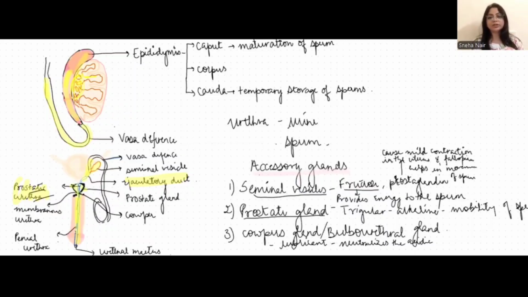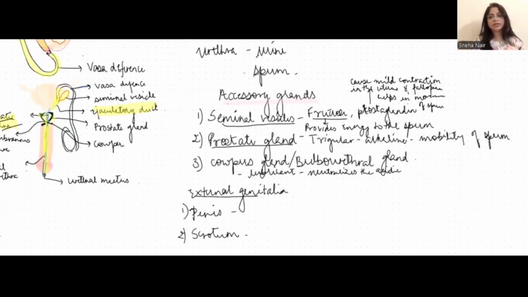Let's quickly discuss the external genitalia. So the external genitalia consist of the penis and the scrotum. The penis is the copulatory organ. That means it helps in copulation. That means it is the organ which is inserted inside the female reproductive tract, and during the ejaculation, when the semen is released from the penis, the sperm enters the female body.